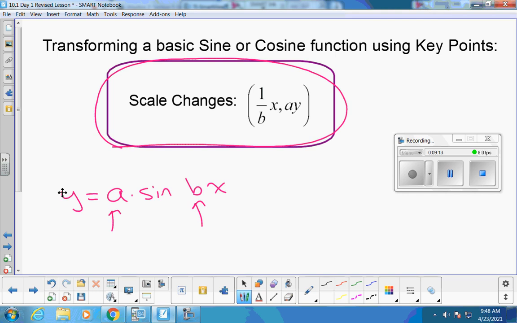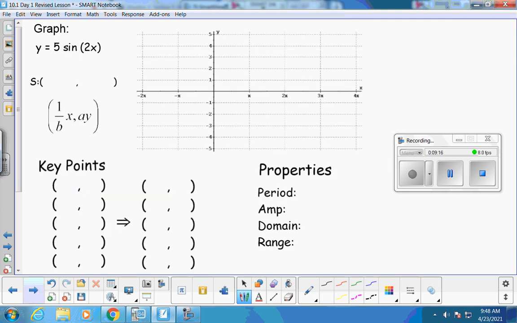So let's look at a problem with an a and a b value other than 1. This particular problem has an a value of 5 and a b value of 2. The 5 will affect my amplitude. The 2 will affect my period. The amplitude will be 5. I'll go ahead and write that down now. If I want to figure out what my period will be, I'll do 2 pi over b, or 2 pi over 2. So the period will just be pi. So it'll be shrunk in from what we have seen earlier today.